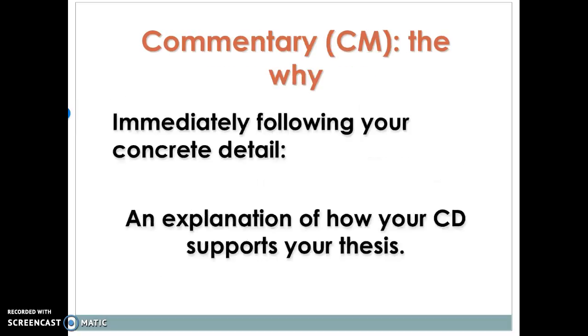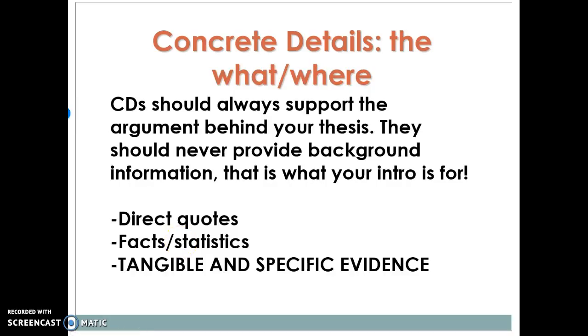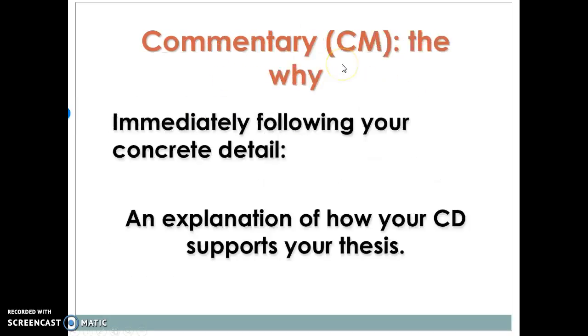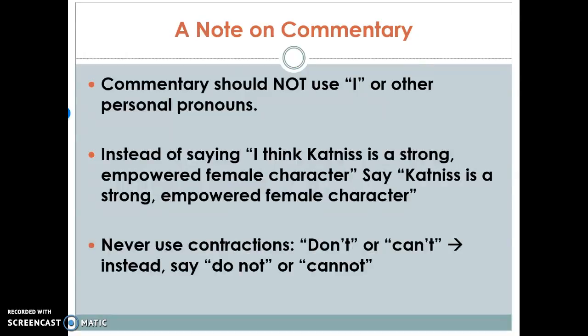The commentary is the why. So like I said before, the concrete details are the what and the where. The commentary is the why. Immediately following your concrete detail or your quote of evidence, this is where you provide that explanation of how it supports your thesis. A specific note on commentary, it's really, really important that you do not use I or other personal pronouns like you, me, us, we. And the rationale behind that is because it just does not sound formal or sophisticated.